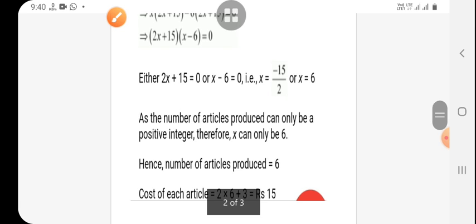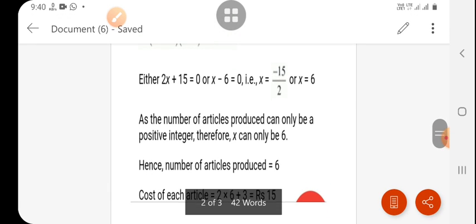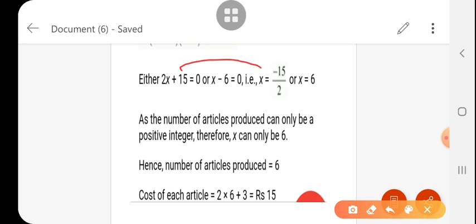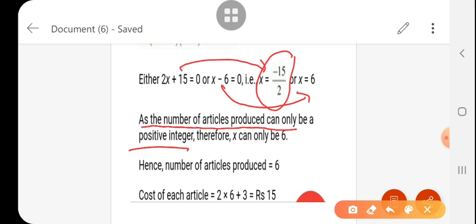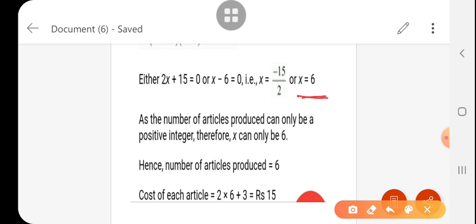Now if 2x plus 15 is equal to 0, then x is equal to minus 15 by 2, and if x minus 6 is equal to 0, then x is equal to 6. So you get two values of x, minus 15 by 2 and 6. But which thing did you let? You let x be the number of articles, that cannot be negative, isn't it? So as the number of articles produced can only be a positive integer, minus 15 by 2 is not possible, so we will neglect it. Then the value of x is equal to 6, it means the number of articles produced is equal to 6.